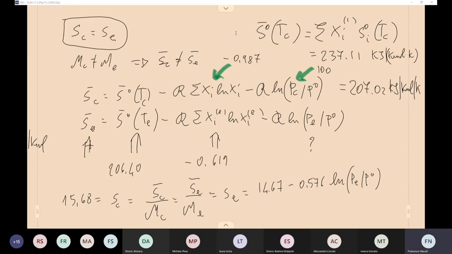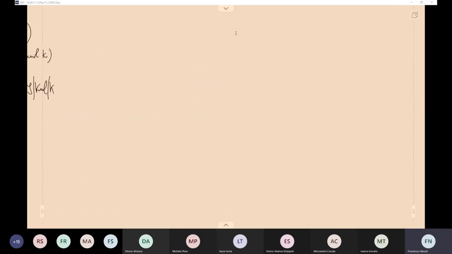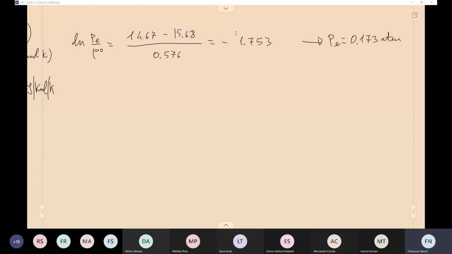And at this point, we can evaluate our value of Pe from here, in atmosphere, that's 14.67 minus 15.68 over 0.576. This is minus 1.753. And so Pe is equal to 0.173 atmosphere. Or Pc over Pe, as I wrote last Friday, is 577.5.